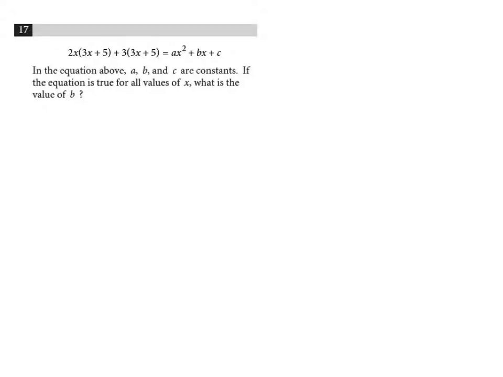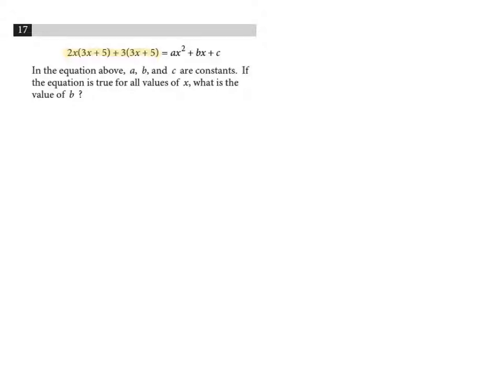That just means that if we expand this left side, we're going to get a squared term, a linear term, and a constant term. And the coefficients, as well as the constants, must necessarily be equal if this equation is true. So what I'm going to do is expand the left.